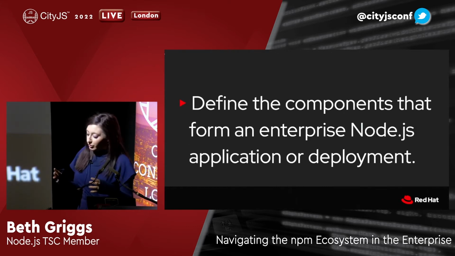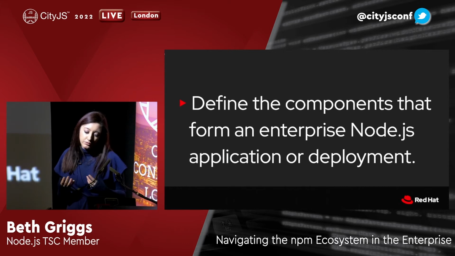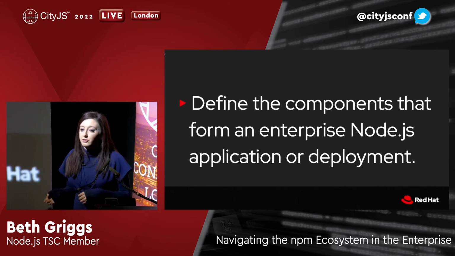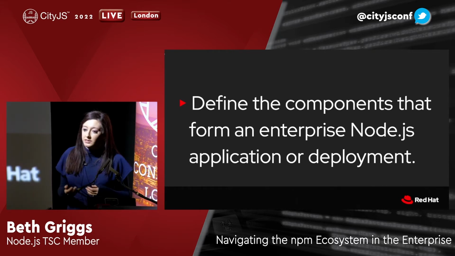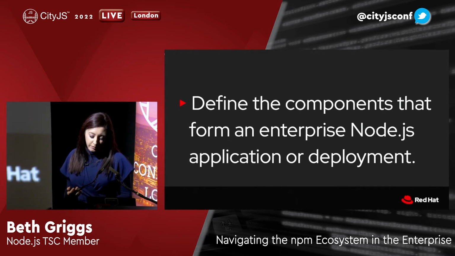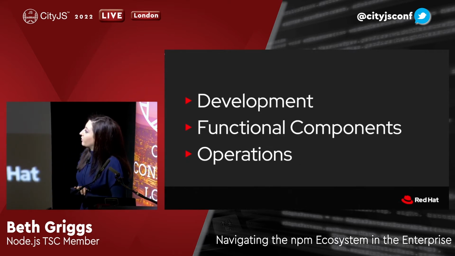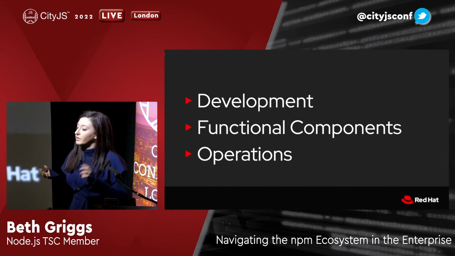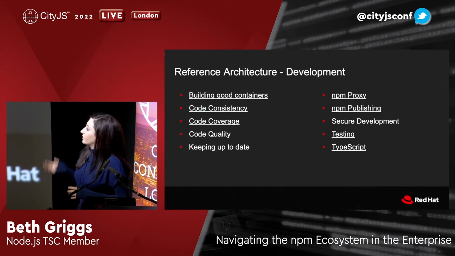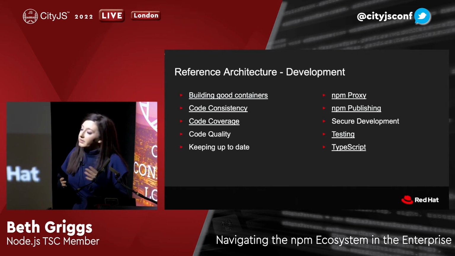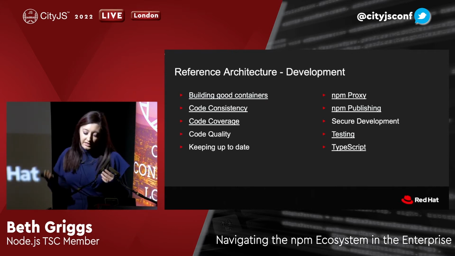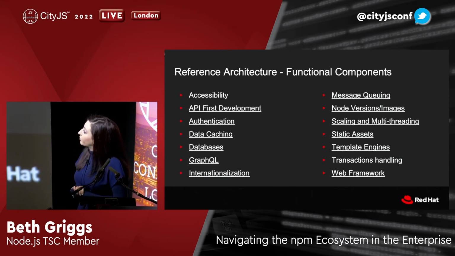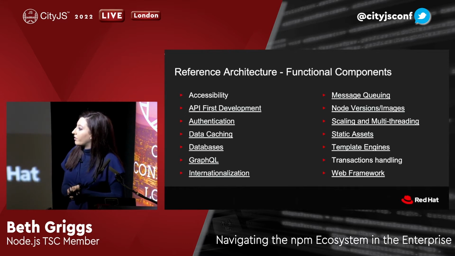Once we'd defined this group, we brought everyone together to define the components we felt formed an enterprise Node.js application. This is based on their experience, so the consultants, what they've actually seen happening in their client assignments. Initially, we just started drafting a list. We grouped things into development components, functional components, and operations. Under development, we had things like code coverage, code consistency, and testing.